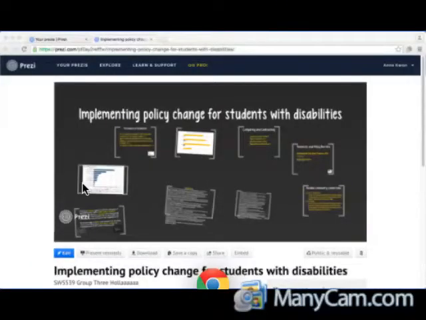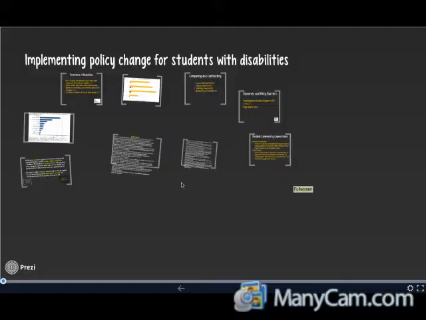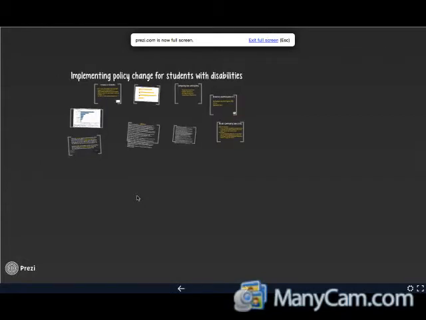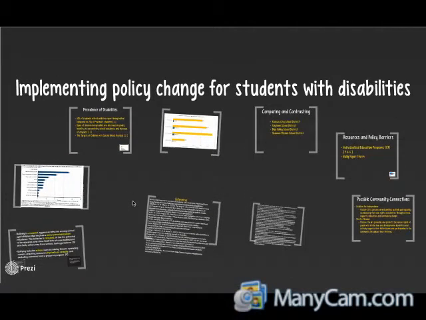Alright, so we're group 3, and we will be going over implementing policy change for students with disability. The presenters are Annie, Abby, and I'm Haley.